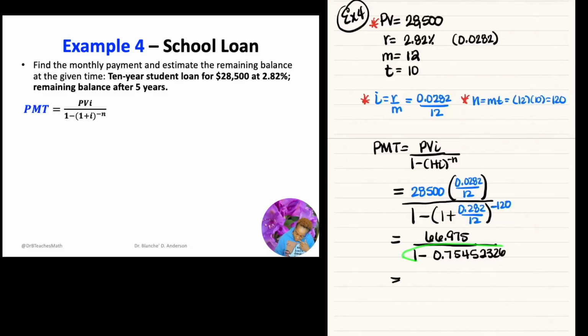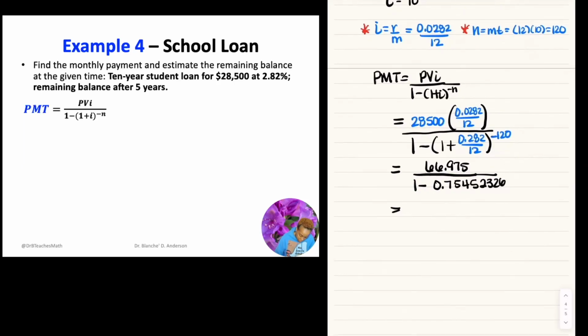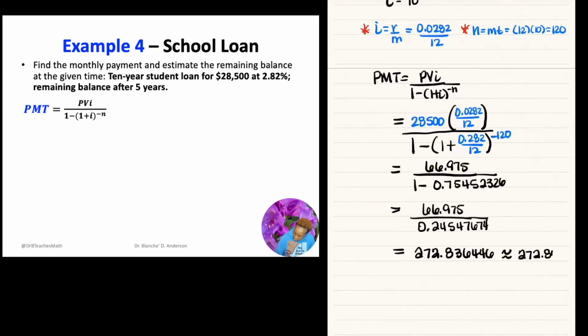Okay, so now you're going to do that part, subtract that. When you subtract that, you still have 66.975 on the top. Your bottom becomes 0.24547674. And then when you divide that, you get this number, 272.836446, which is approximately $272.84. So that's the amount of your monthly payment. Okay, I'll just label this as A.